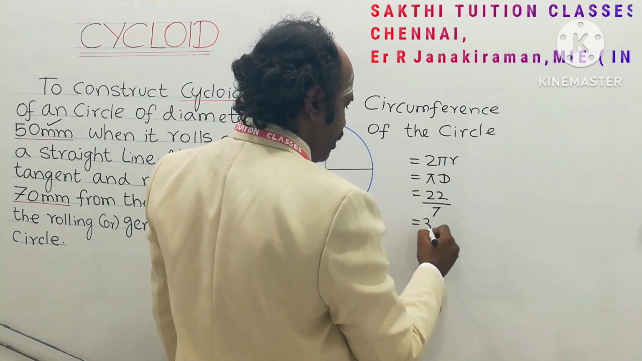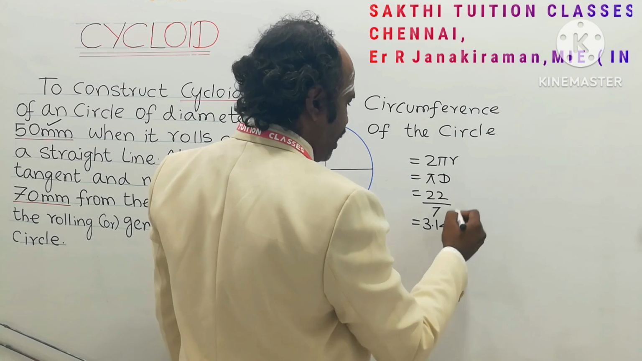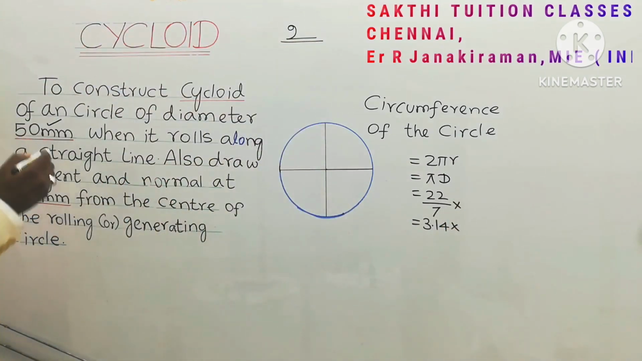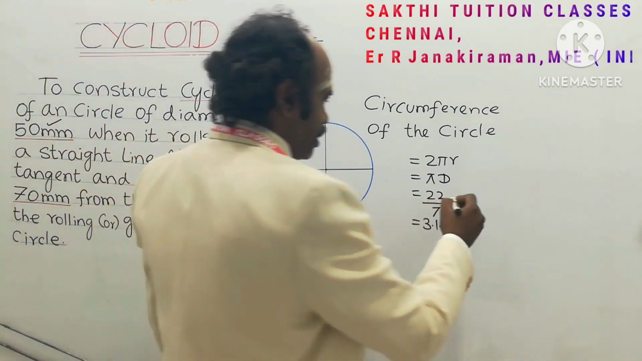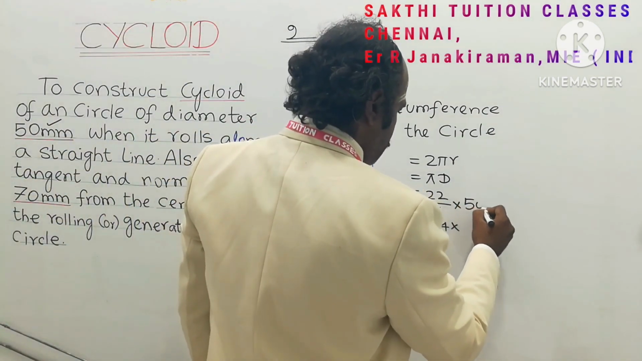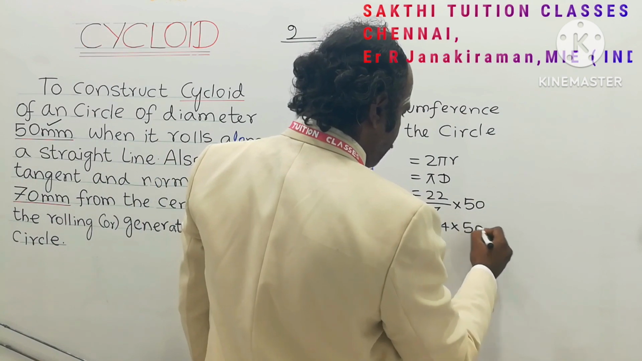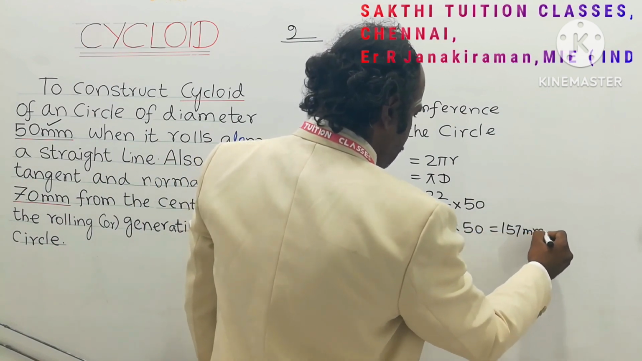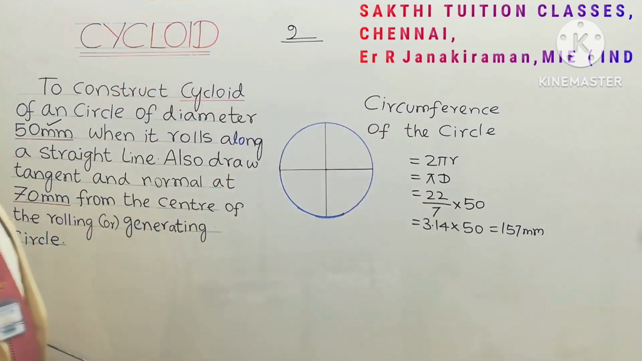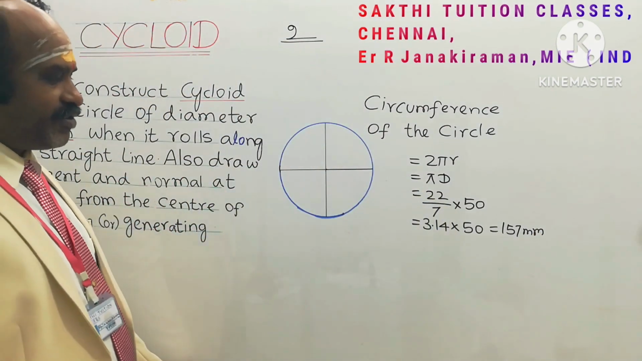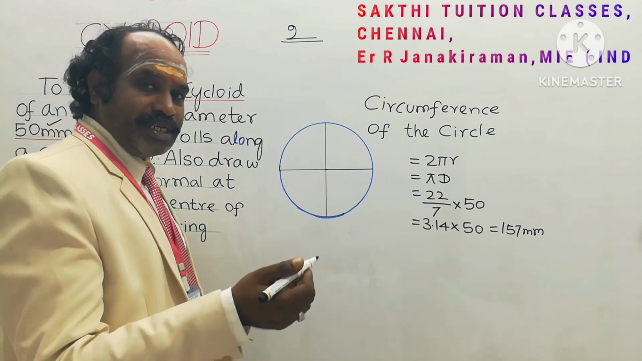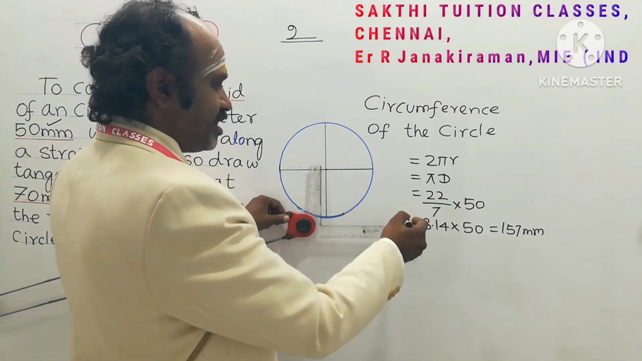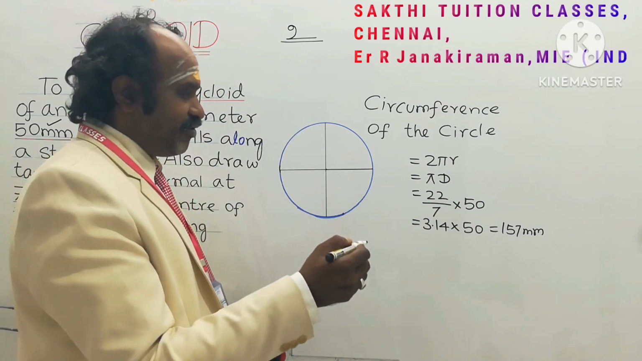It is 3.14 into the diameter of the circle, which is given as 50 mm. 50 mm is the diameter. So on substitution, 3.14 into 50 will be 157 mm. Understand? So 157 mm is 15.7 centimeter. In terms of centimeter, it is 15.7 centimeter. 15 centimeter and 7 small divisions will give you 157 mm.